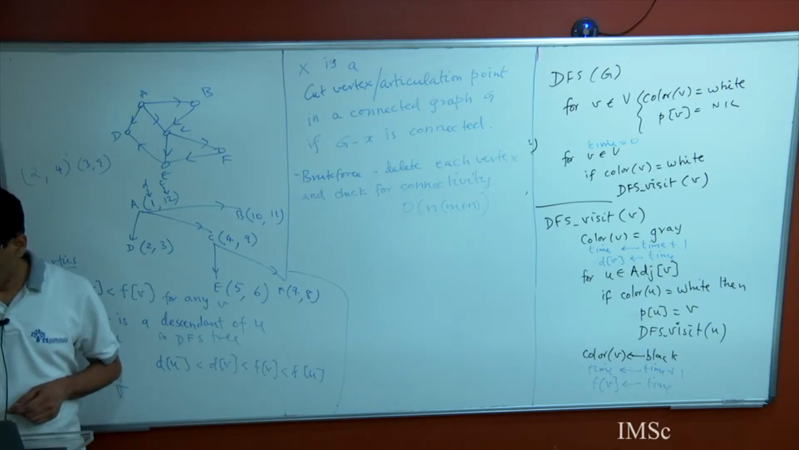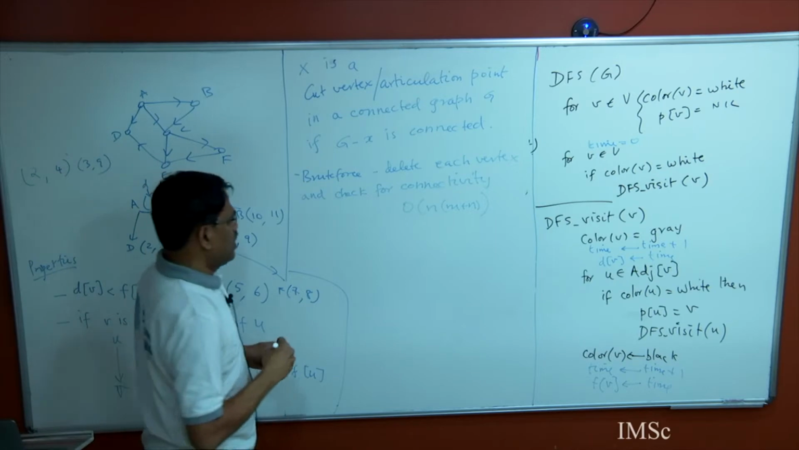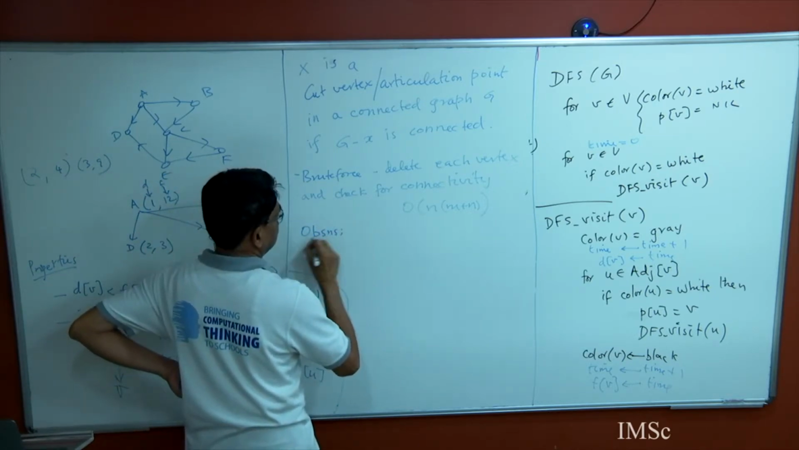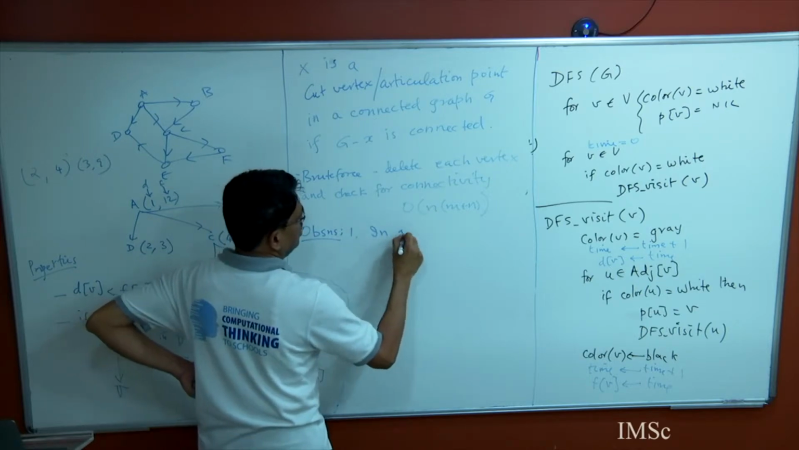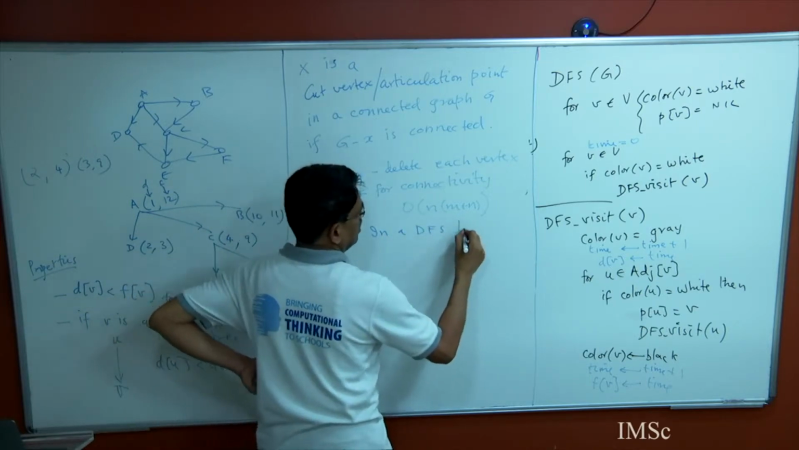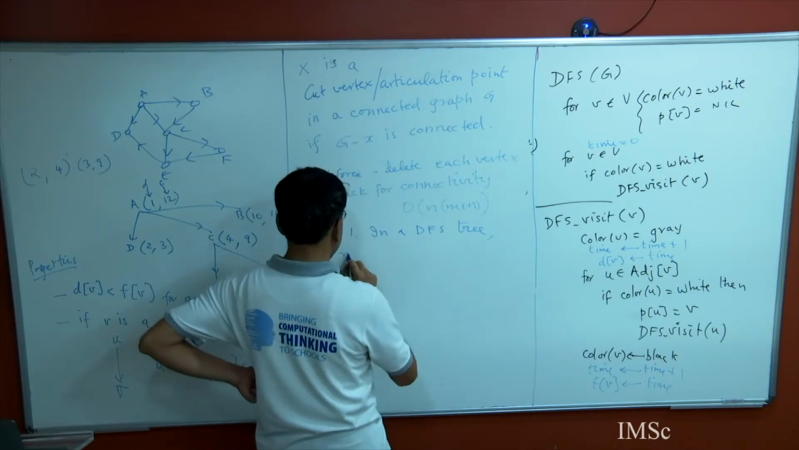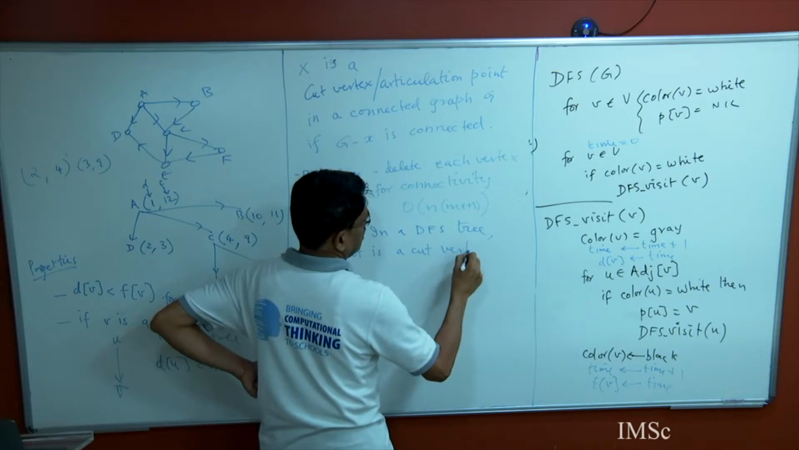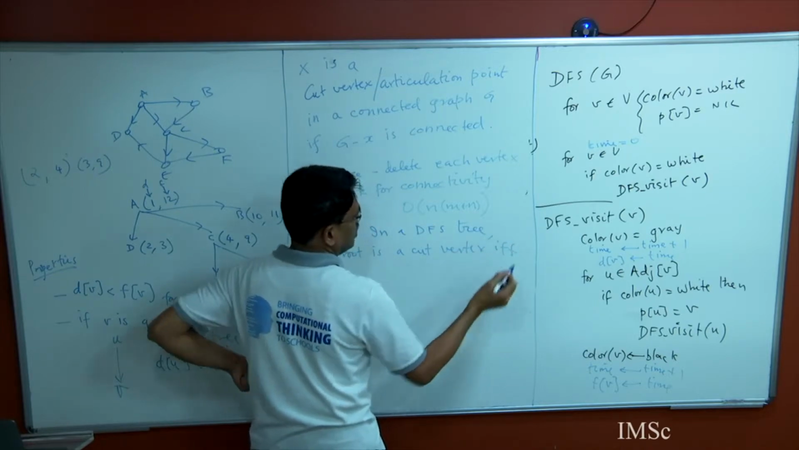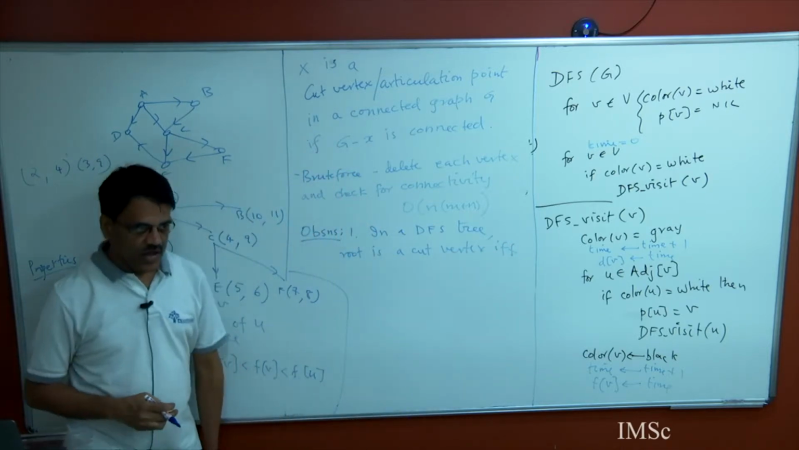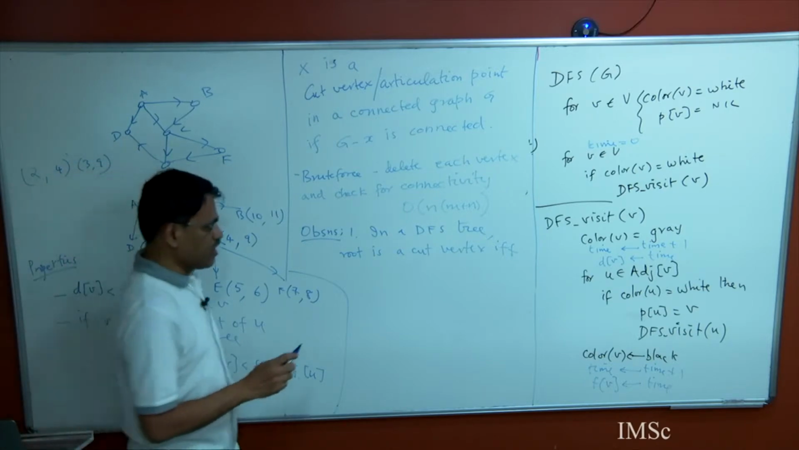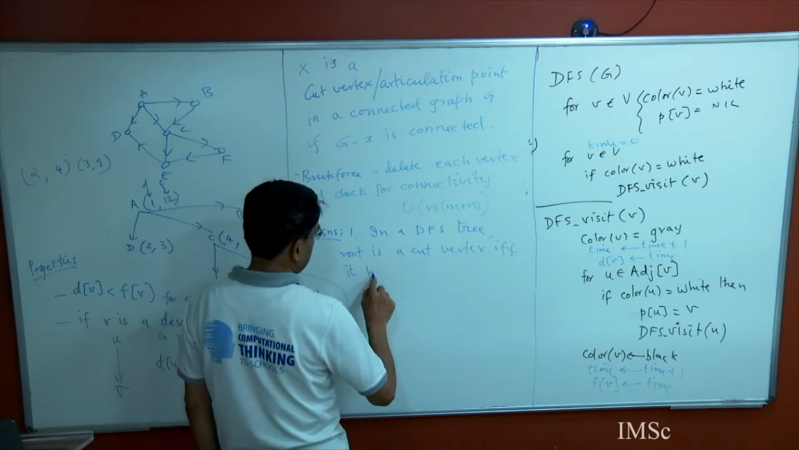So what did we conclude last time? In a DFS tree, the root is a cut vertex if and only if it has more than one child. If it has one child, then it's not a cut vertex. Yeah, it has to have more than one child.